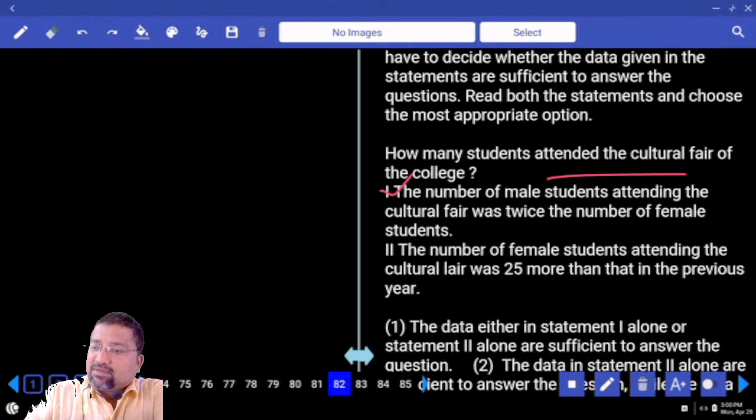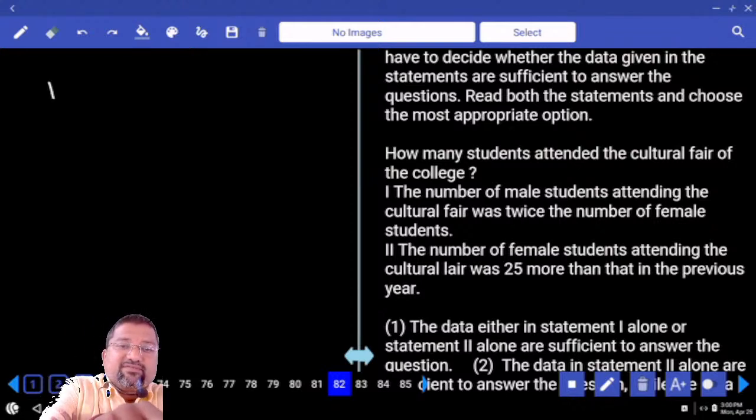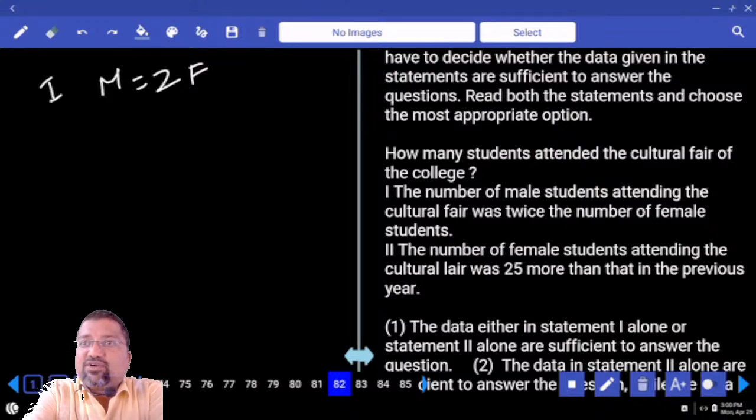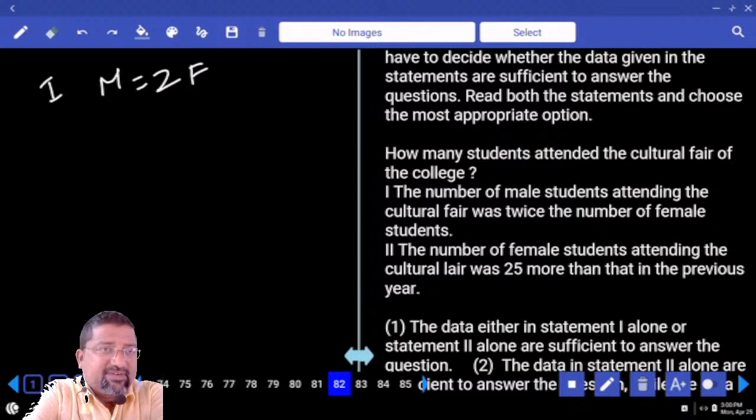82. How many students attended the cultural fair of the college? The number of male students attending the cultural fair was twice the number of female students. Male is equal to twice the number of female. From statement 1, M is equal to 2F. Yes or no? Twice the number of females. From this statement, will I get the answer?